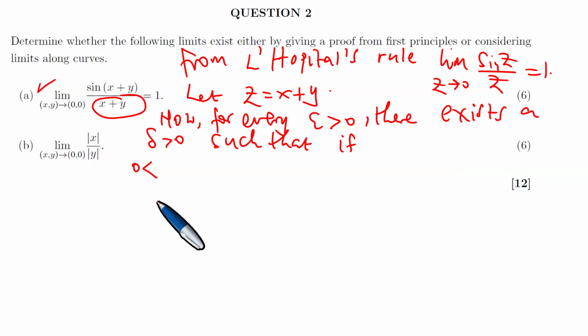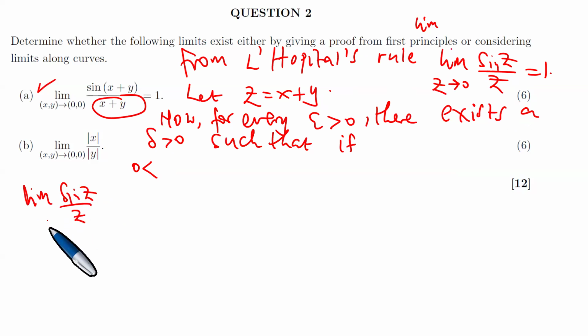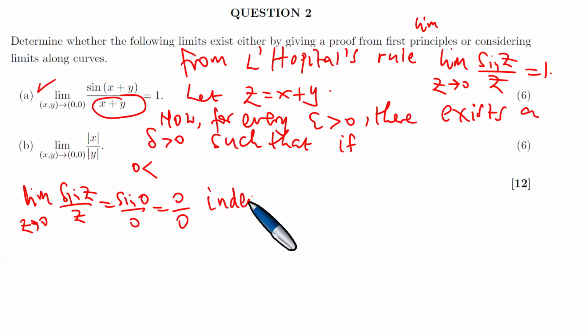The question was why we jump straight to L'Hopital's rule. The reason is the nature of the limit. If you take the limit of sine z over z as z approaches 0, you would have sine 0 over 0, which is 0 over 0. And 0 over 0 is indeterminate, an indeterminate form, so we had to use L'Hopital's rule to evaluate the limit. That is a very popular result in first year calculus, calculus one.